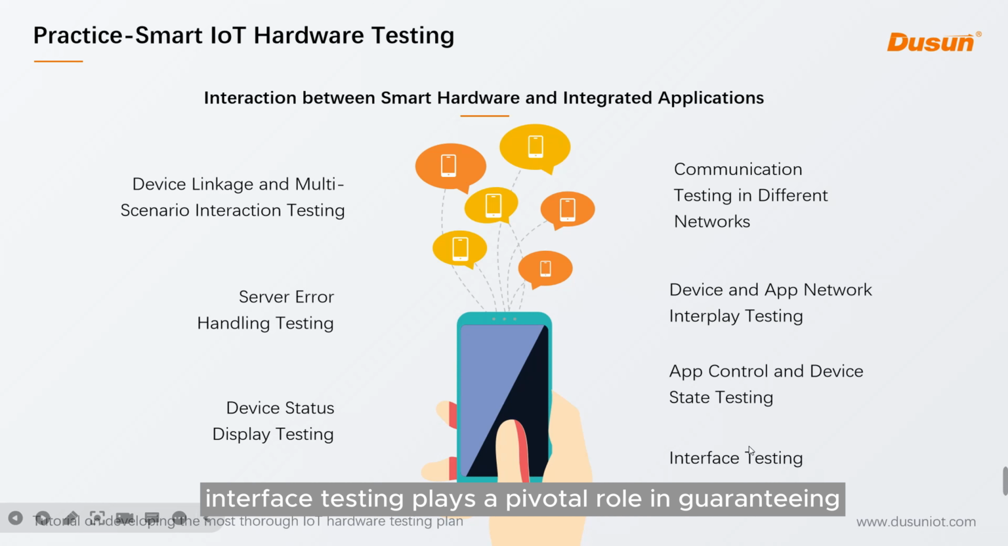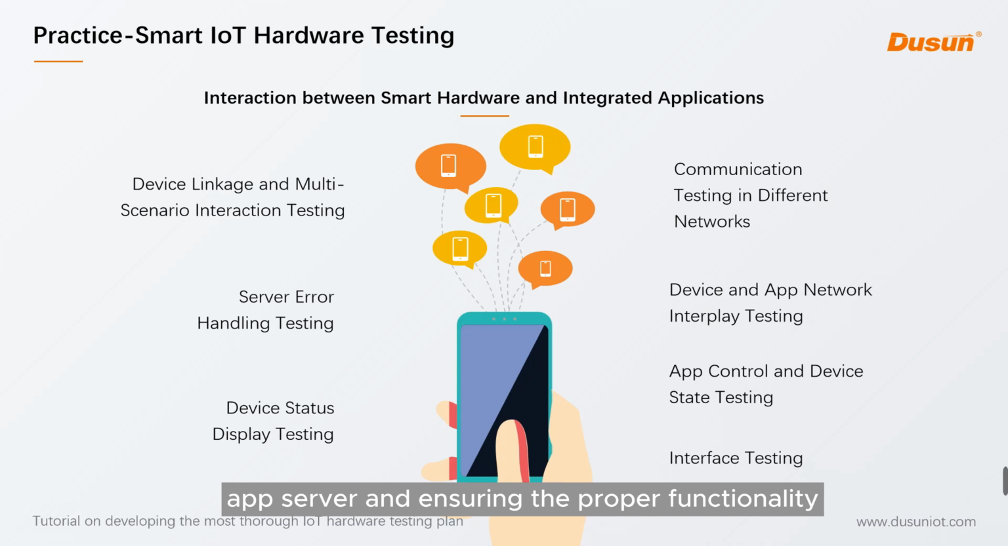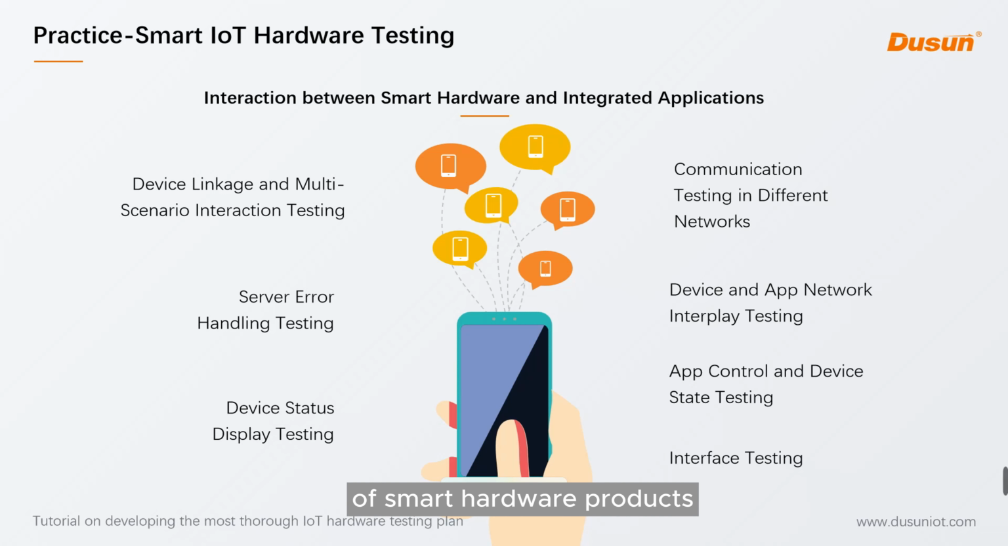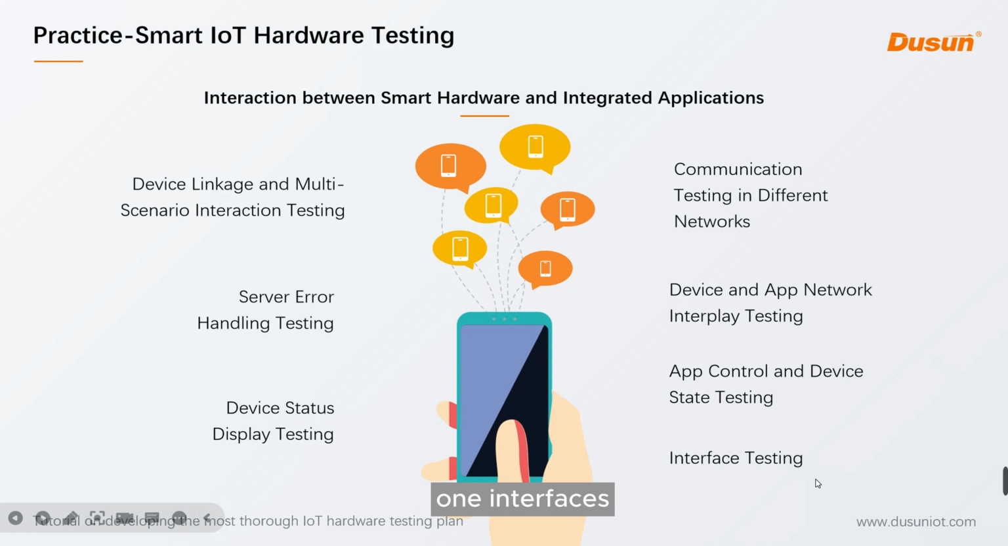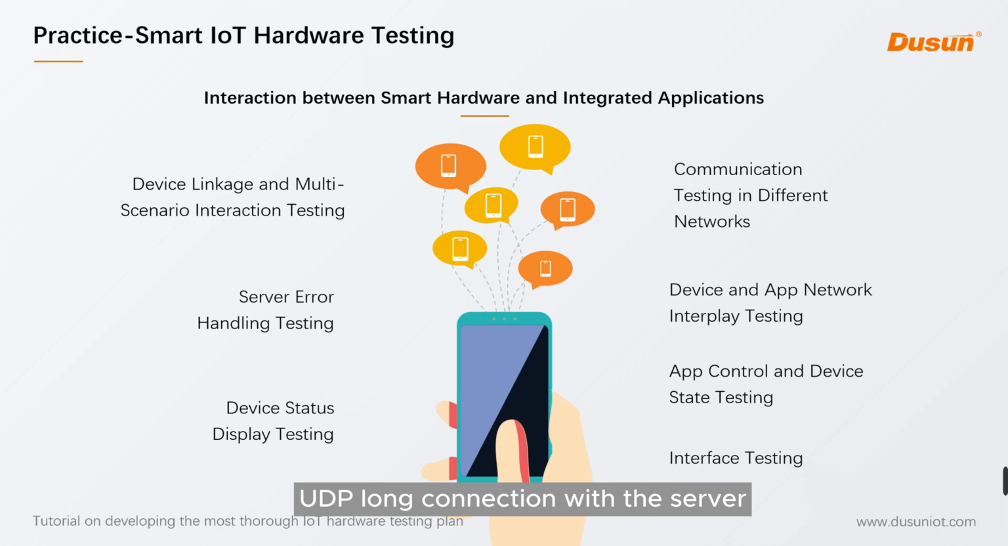Interface testing. Interface testing plays a pivotal role in guaranteeing effective communication between the app and the server, and ensuring the proper functionality of smart hardware products. Smart hardware typically manages requests from two ends. One interfaces with the app, and the other establishes a TCP/UDP long connection with the server, regularly sending heartbeat packets and other communication content.